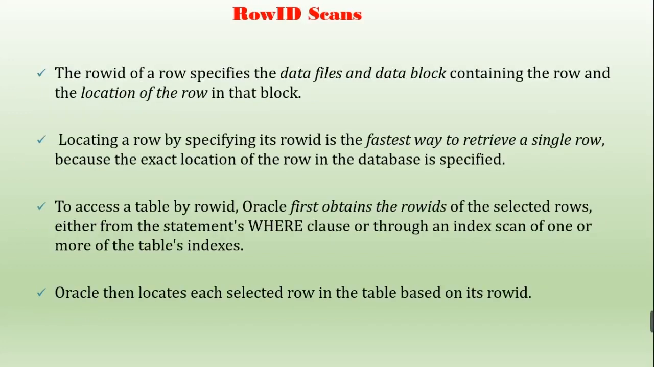Row ID scan. The row ID specifies the data file and data block containing the row and the location of the row in the block. Locating a row by specifying its row ID is the fastest way to retrieve a single row, because the exact location of the row in the database is specified. To access a table by row ID, Oracle first obtains the row IDs of the selected rows, either from the statement's WHERE clause or through an index scan of one or more of the table's indexes. Oracle then locates each selected row in the table based on its row ID.